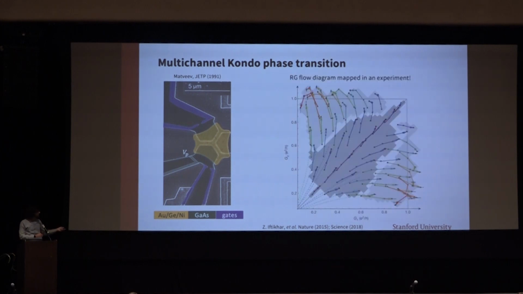So this was done for the first time by Frederick Pierre's group in Paris-Saclay, and they were actually able to fully map out the renormalization group flow in an experiment. So here the axes correspond to the couplings of the two reservoirs to the single island, parameterized in terms of the conductances. And you see that if you're away from the symmetric line, then depending on whichever reservoir is strongly coupled, it will flow towards the single channel Kondo fixed point.